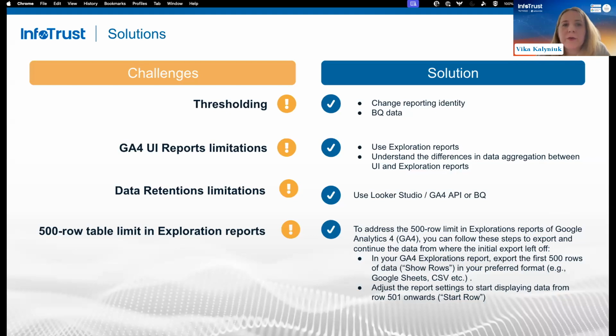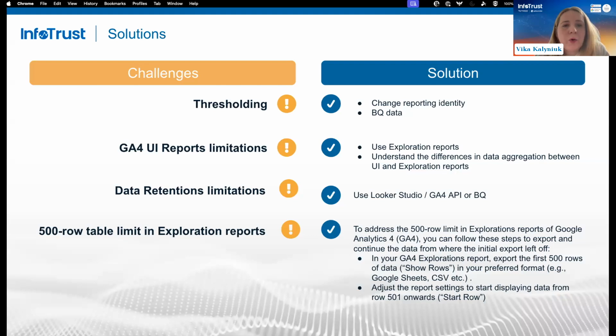Also, if you are, for example, using segments in the exploration report, they're not the same as comparisons in GA4, and unfortunately, segments are not really available in the GA4 UI reports. And when you are using a date range in explorations, those can also be limited by your property's data retention settings. So if you, for example, set it up to 14 months, you might see less data in exploration reports than you would expect to see in the UI.